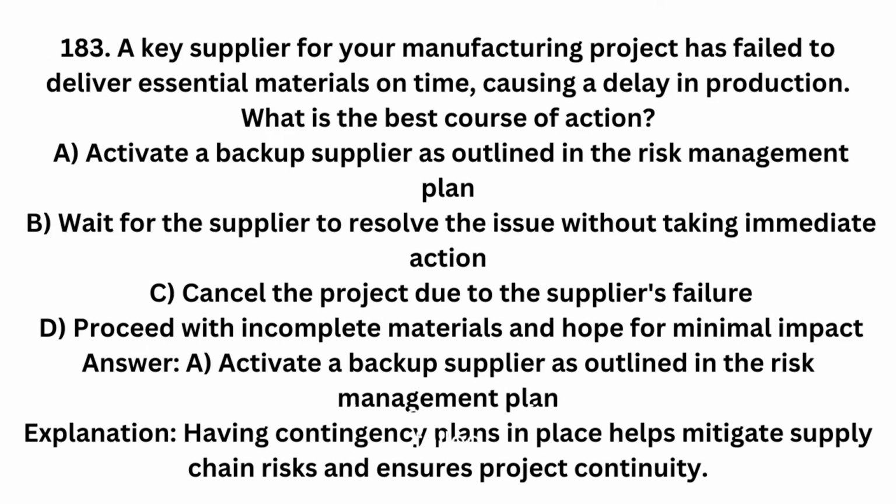183. A key supplier for your manufacturing project has failed to deliver essential materials on time, causing a delay in production. What is the best course of action? A. Activate a backup supplier as outlined in the risk management plan. B. Wait for the supplier to resolve the issue without taking immediate action. C. Cancel the project due to the supplier's failure. D. Proceed with incomplete materials and hope for minimal impact.